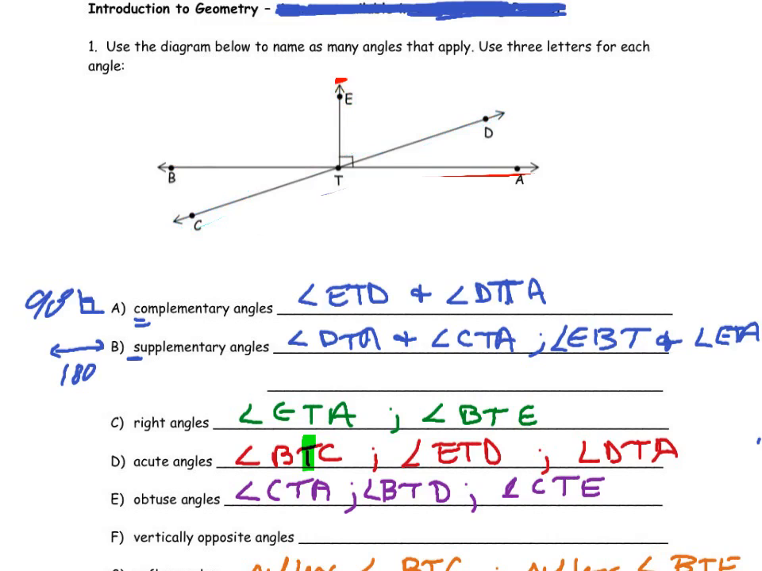So one term that comes up quite a bit, not listed here, is the word adjacent. So adjacent angles are angles that share a common side. For example, that angle DTA and angle ETD share a common side and a common vertex, side DT.